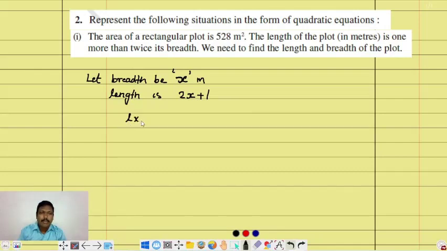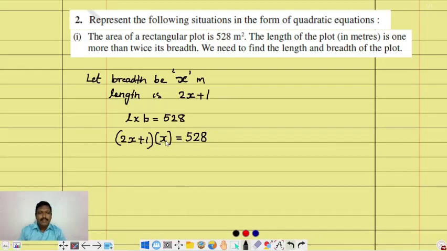So L into B, length into breadth. The area of a rectangular plot, a rectangle, is L into B. That is given already here, that is 528 meters squared. L into B is equal to 528 meters squared. So what is L here? L is equal to 2x plus 1, into B. What is B here? B here is x. So 2x plus 1 into x is equal to 528.